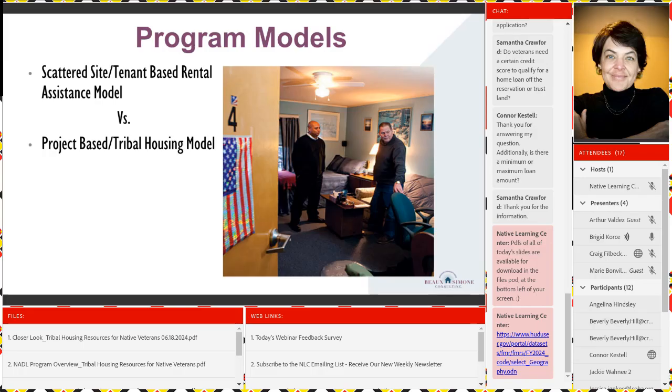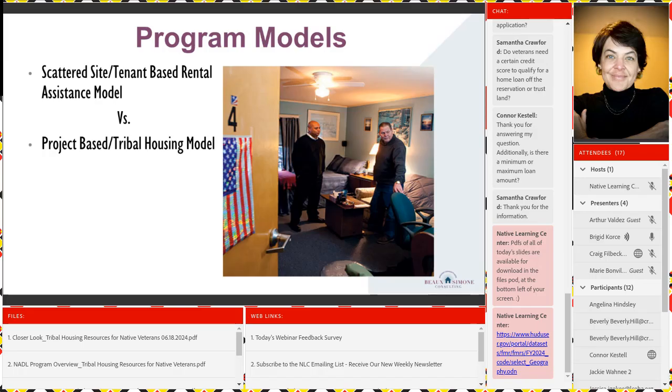In this model, typically the VA case manager does a lot of case management and one-on-one work with the veteran to identify a unit that meets the HUD fair market rent standards, and help that veteran apply for and obtain housing. Once the housing is obtained, the housing authority or department enters into a contract with that private landlord that says, all right, we will pay you $800 per month on behalf of Bridget. She's renting from you. Her responsibility is $200 that will be due directly to you every month.